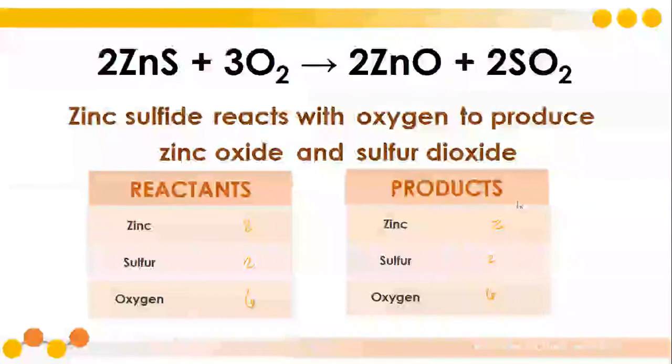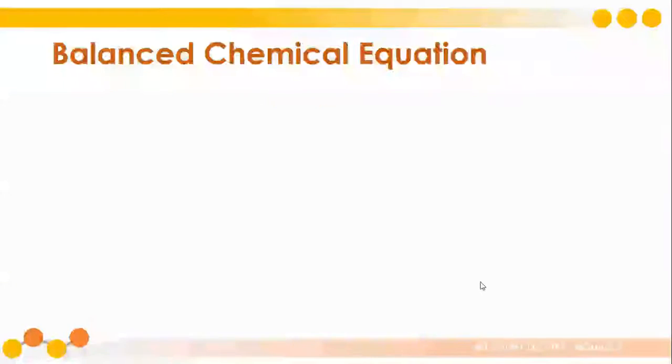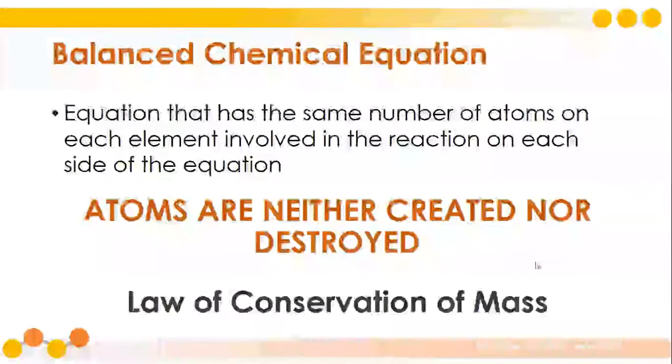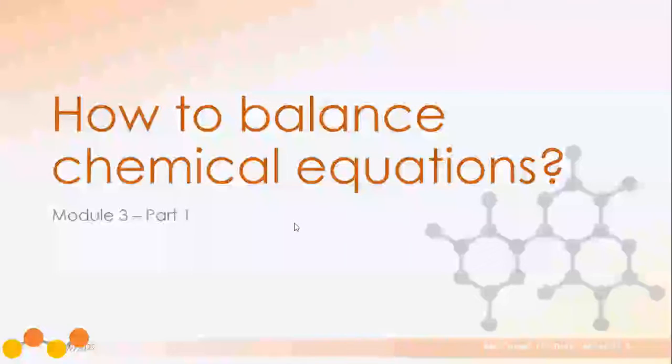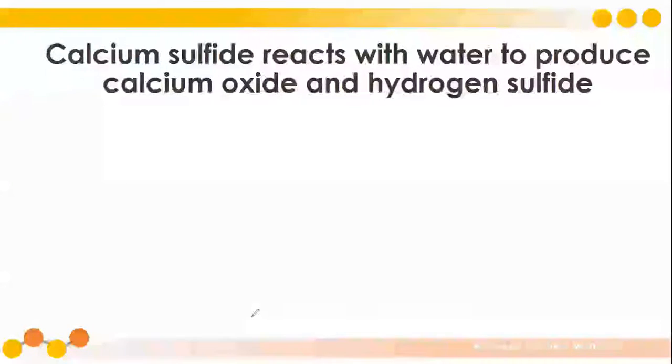Nothing was added in the product side. Nothing was also subtracted. That means it's the same amount and the same kind of elements that are involved during the chemical reaction. That is what we mean when we say atoms are neither created nor destroyed. Same number of atoms on each element. Okay? Now, how do we balance chemical equations? Let's have more practice in order for us to familiarize ourselves better with balancing equations.